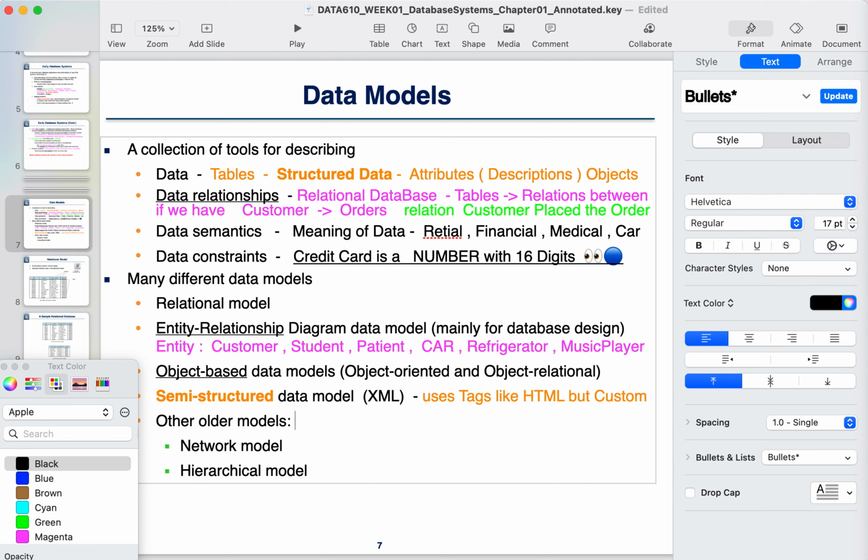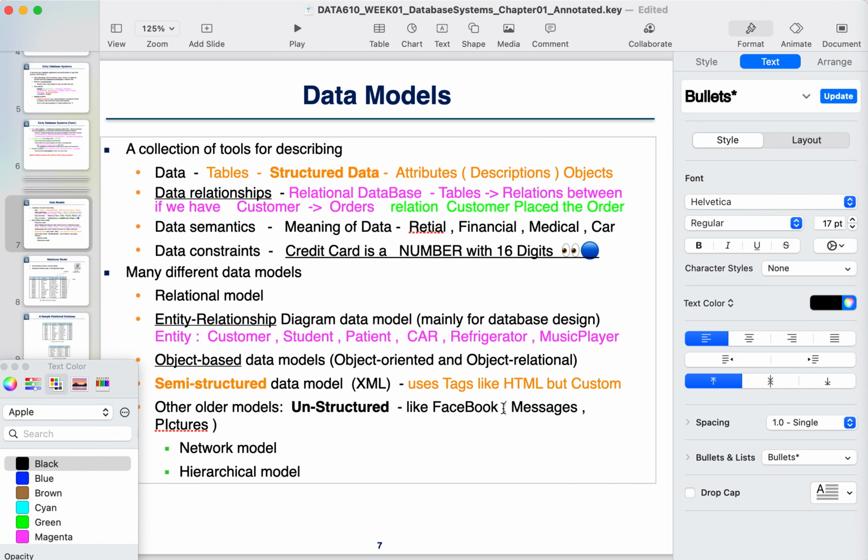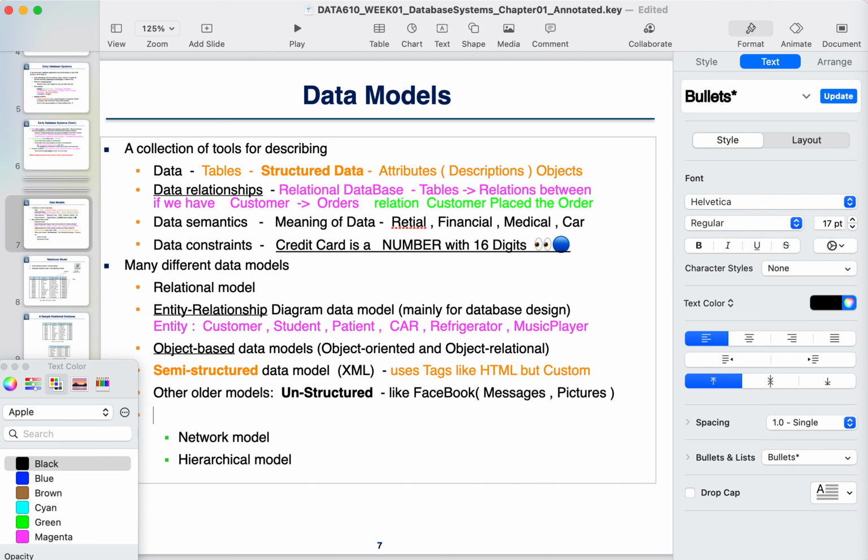Now it could be unstructured, and that's kind of a problem. Like Facebook, which has messages and pictures. There are no rows and columns that describe the messages and the pictures. It's just a bunch of pictures. Same situation with web pages. Page, links. There is no structure here.